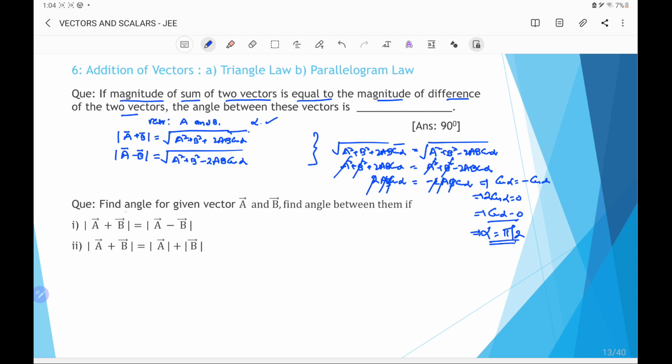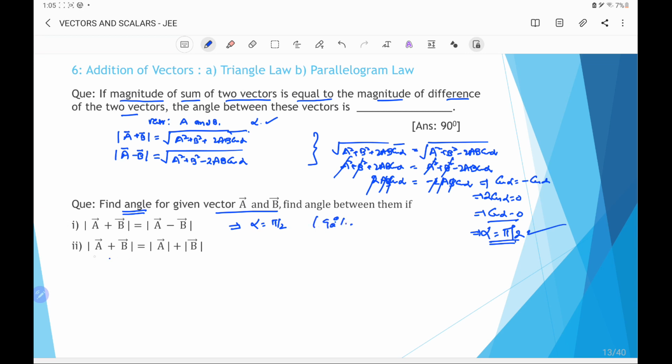Next question is, find the angle for the given vectors A and B if there are the two conditions. One is magnitude of vector A plus B is equal to magnitude of vector A minus B. This question we have done above, where it is given that the magnitude of the sum of two vectors is equal to the magnitude of the difference of two vectors. So this implies that, as we have already done, the angle between the vectors will be pi by 2, that is 90 degree.